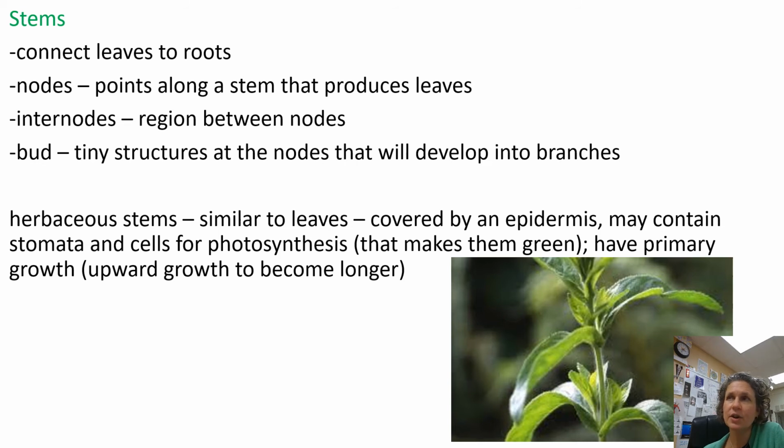Now, a couple types of stems. You have herbaceous stems, and these are similar to leaves. They are covered by an epidermis. They may have stomata openings and cells for photosynthesis, so they're green, and they primarily grow upwards. They don't get much wider around, but they can get pretty long. So think of a weed, really. It has a herbaceous stem, and maybe a flower. Daisies are herbaceous. Anything that just grows up, is not real sturdy, but has that green stem to it, is herbaceous.